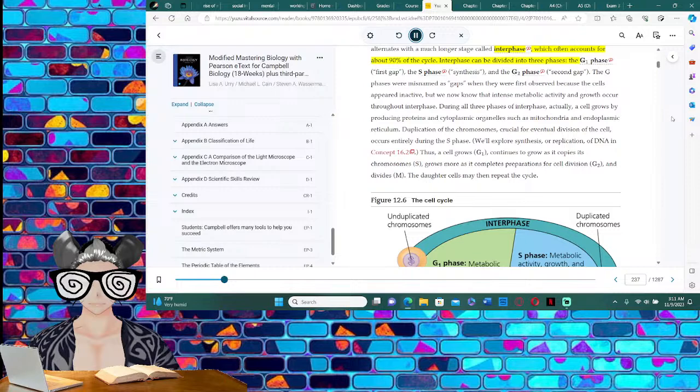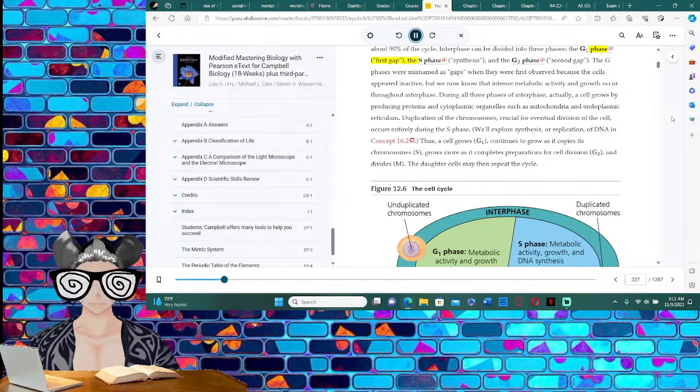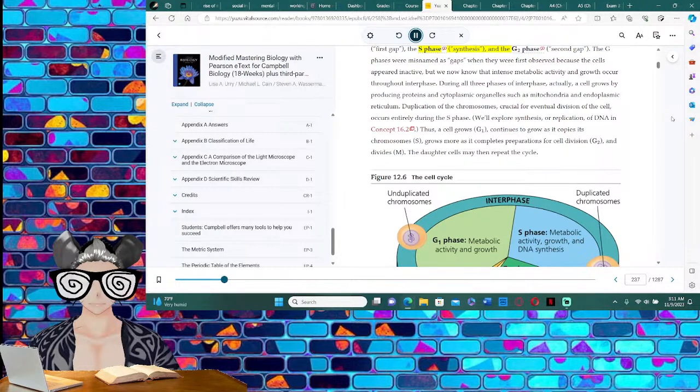Interphase can be divided into three phases: the G1 phase, first gap, the S phase, synthesis, and the G2 phase, second gap. The G phases were misnamed as gaps when they were first observed because the cells appeared inactive, but we now know that intense metabolic activity and growth occur throughout interphase. During all three phases of interphase, a cell grows by producing proteins and cytoplasmic organelles such as mitochondria and endoplasmic reticulum. Duplication of the chromosomes, crucial for eventual division of the cell, occurs entirely during the S phase.